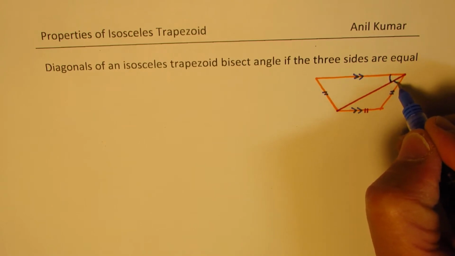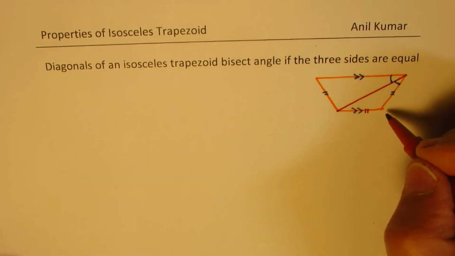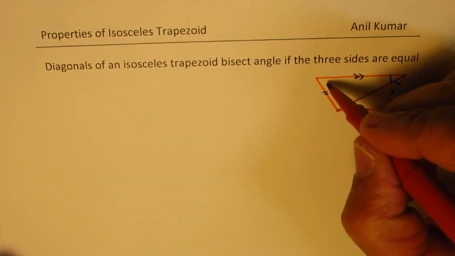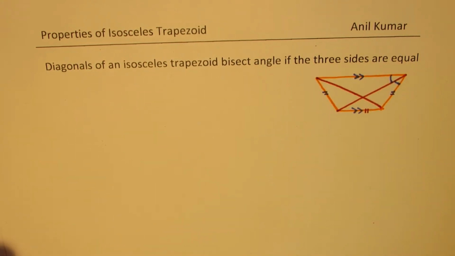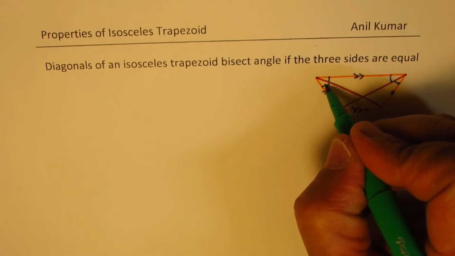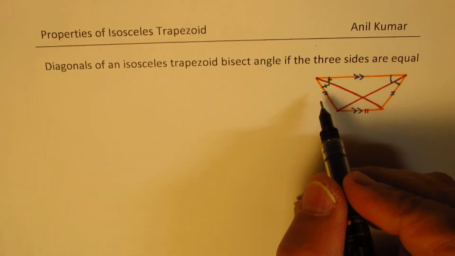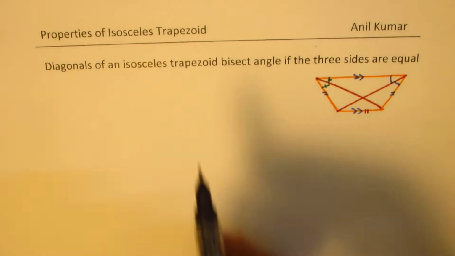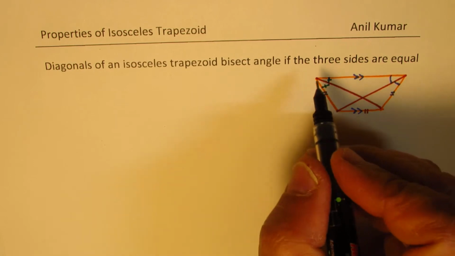So we need to prove that these two angles are congruent, right? And the same should be the case for the other diagonal also. If I join the other diagonal, in that case also we want to show that these two angles are congruent. So that is the question. We'll actually need two theorems which are based on trapezoids. I'll provide proof of those things in my solution.